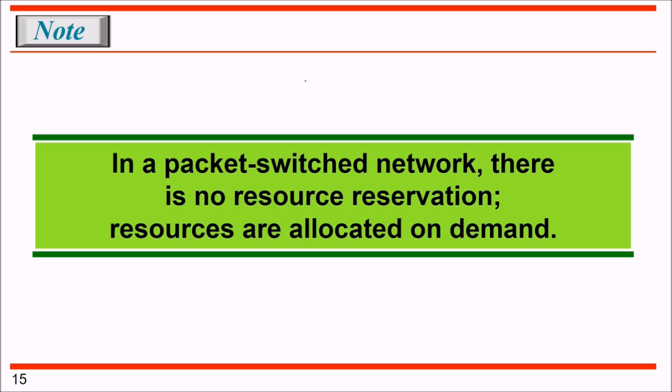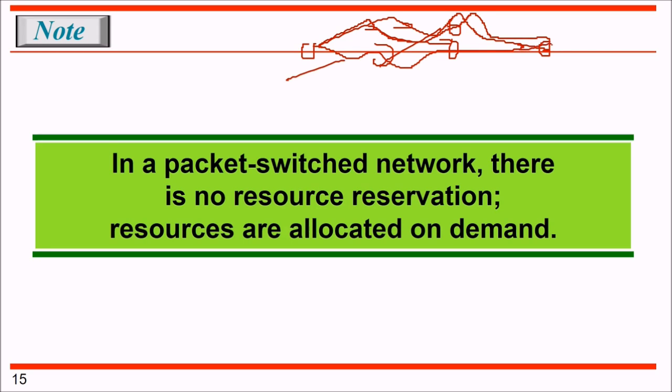In a packet switch network, there is no resource reservation. You don't require a dedicated line. If these are the various networks available, it can take any path from one point to another. The packet can take any path, and you don't require a dedicated network or dedicated path. So there is no resource allocation, and the resources are allocated on demand. So you don't require n channels also.